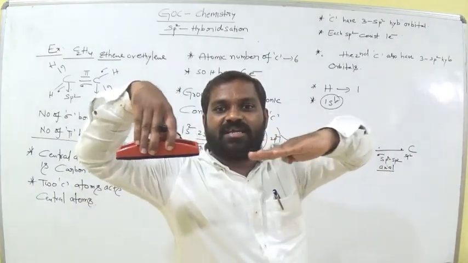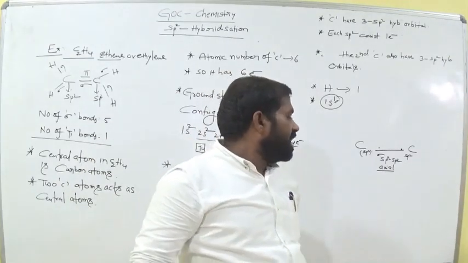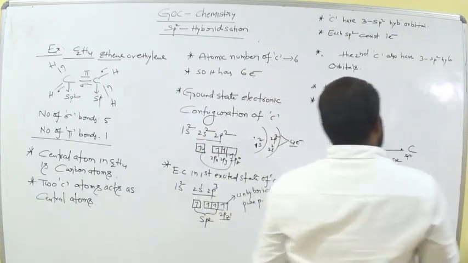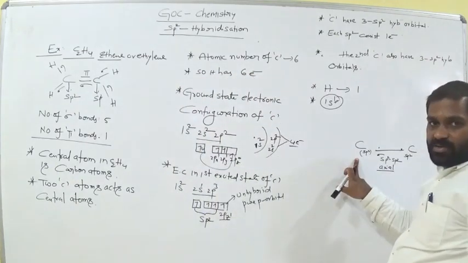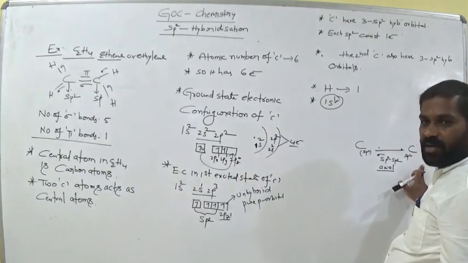Axial overlapping, or horizontal or linear overlapping, or head-on overlapping. It gives a sigma bond, that is a covalent bond, a strong bond. Okay. Now this has two more sp2 hybrid orbitals, and this one also has two more sp2 hybrid orbitals.